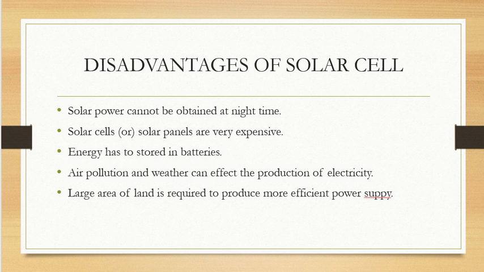Air pollution and weather can affect the production of electricity. And the last point is large area of land is required to produce more efficient power supply. If you want to produce more efficient power supply, then large amount of area is required, and these are all the disadvantages of solar cell.